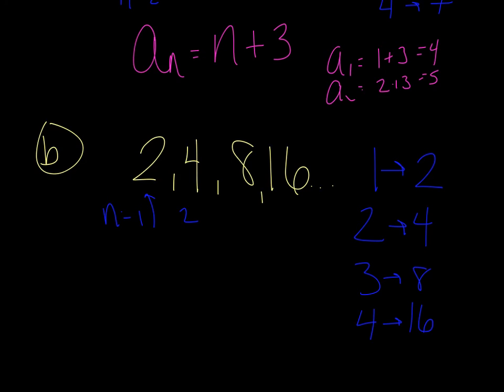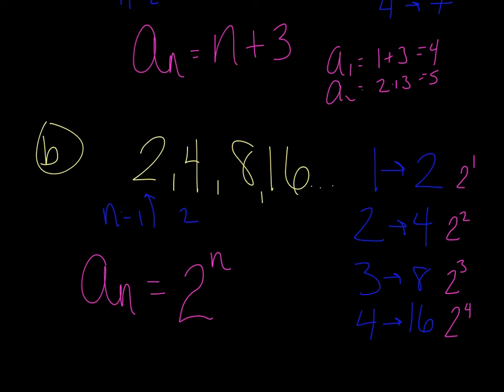So think about it. How does a 1 go to a 2, a 2 go to a 4, a 3 go to an 8, a 4 to a 16? Well, again, I'm going to say my rule is a sub n equals. All right, so these numbers do stick out to me. I'm saying this is 2 to the first, this is 2 to the second, this is 2 to the third, and this is 2 to the fourth. So I'm going to call my rule 2 to the n. 2 to the first is 2, 2 squared is 4, 2 cubed is 8, 2 to the fourth 16, etc.